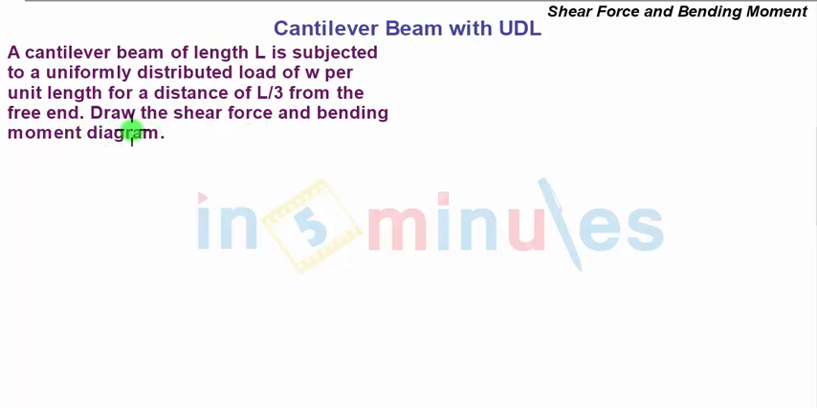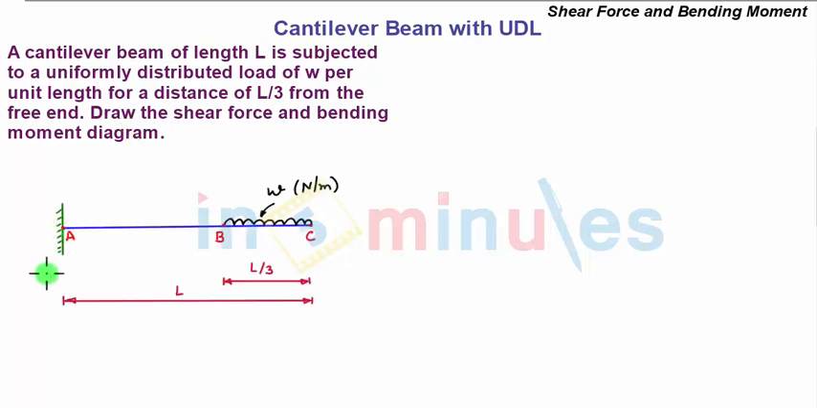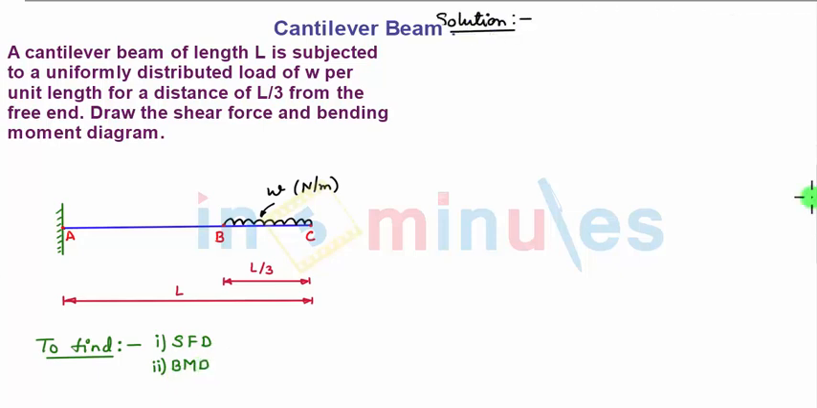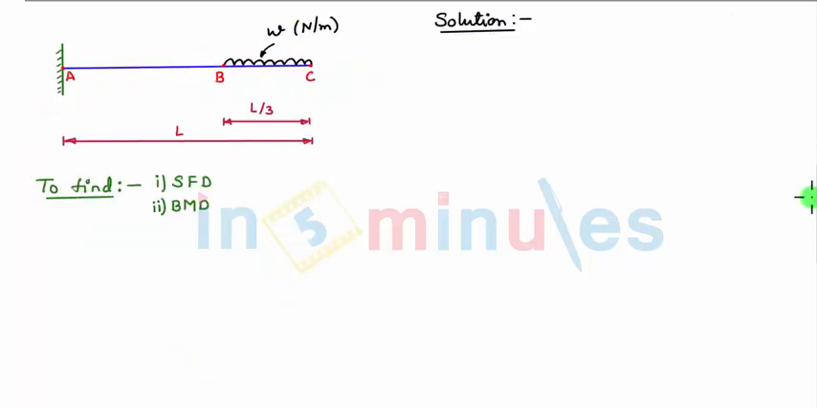Let's first draw a representative figure of this cantilever beam. So we have this cantilever beam which is fixed at point A and is of length L, and it is subjected to a uniformly distributed load of intensity W for a distance of L by 3 from the free end C. Let us take the unit for this intensity as Newton per meter. For this beam we have been asked to find first the shear force diagram and second the bending moment diagram. So let's solve the problem.